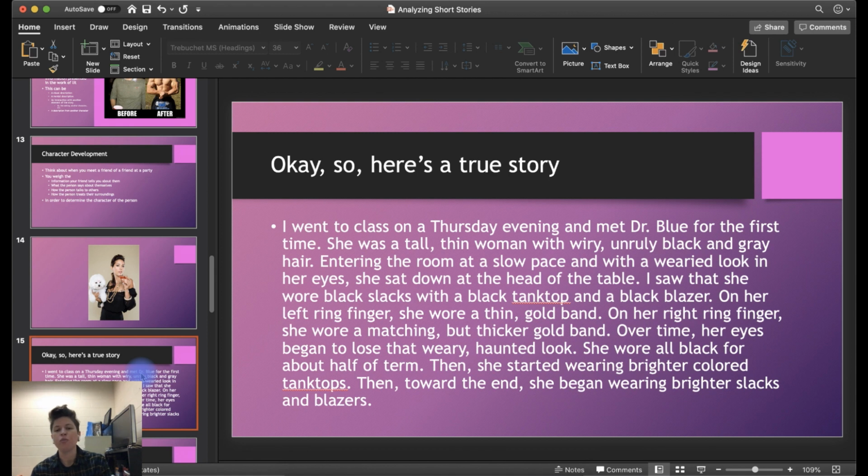She was a tall, thin woman with wiry, unruly black and gray hair. Entering the room at a slow pace and with a wearied look in her eyes, she sat down at the head of the table. I saw that she wore black slacks with a black tank top and a black blazer. On her left ring finger, she wore a thin gold band. On her right ring finger, she wore a matching but thicker gold band. Over time, her eyes began to lose that wearied, haunted look. She wore all black for about half of term. Then she started wearing brighter colored tank tops. Then, toward the end, she began wearing brighter slacks and blazers.